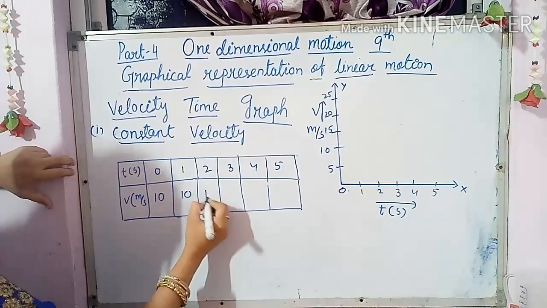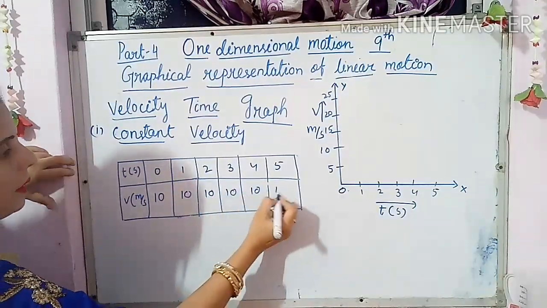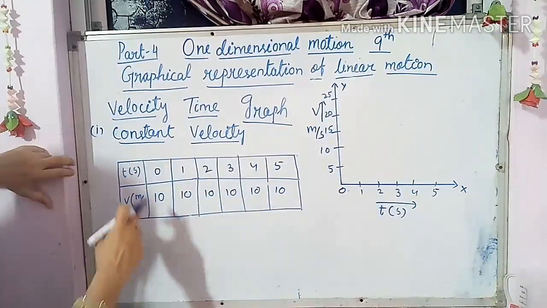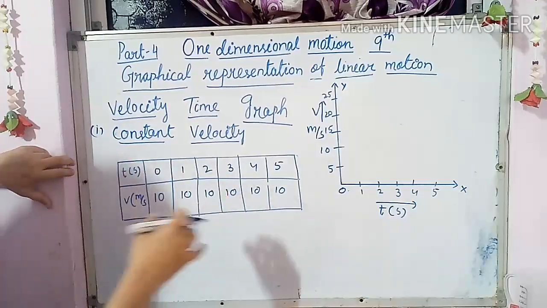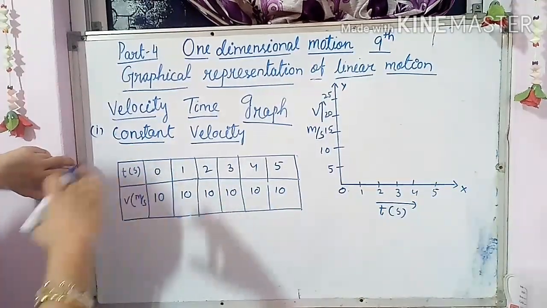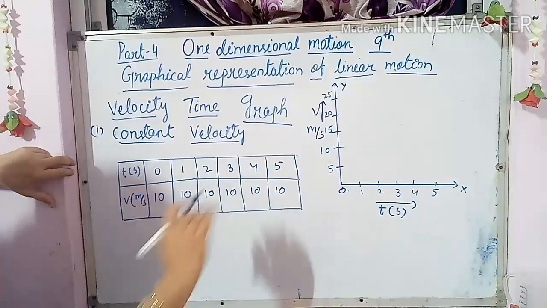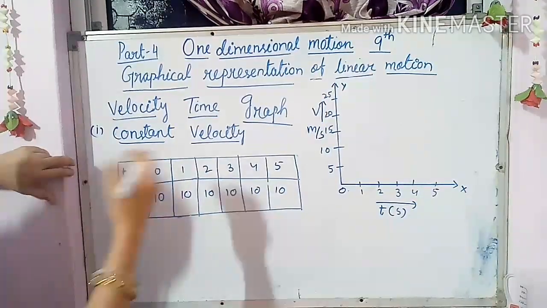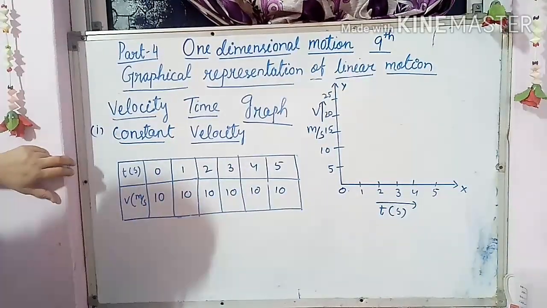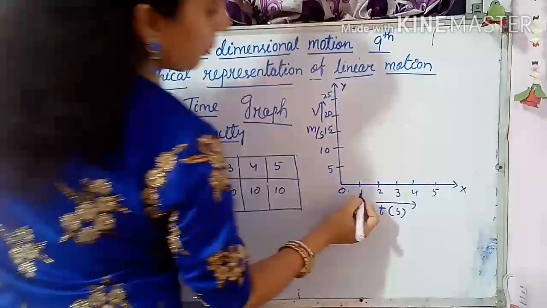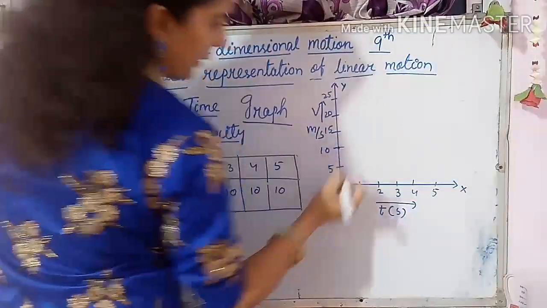It is also 10, 10, 10, 10, 10. Velocity constant means time is increasing, but your velocity remains whatever it was. You are not increasing or decreasing your velocity. Now take the points. Suppose at 0 it is 10, as I have taken.